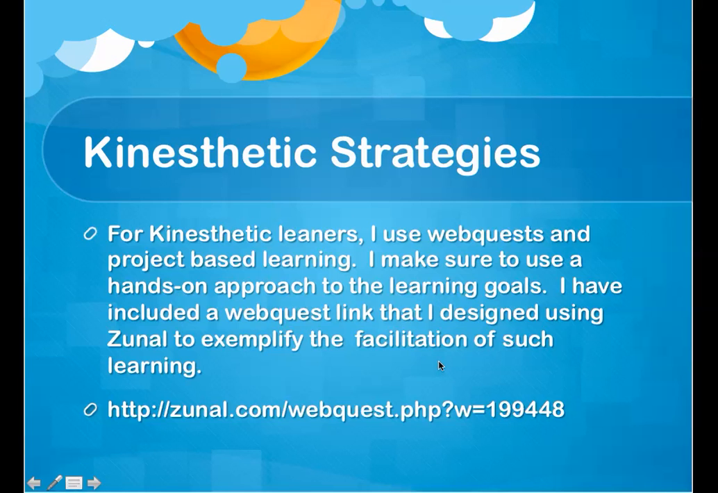And for the kinesthetic learners, I like to use WebQuest and other project-based learning. For example, I've just finished up a kite project in my geometry course about building kites, where we build kites, and then we measure all the angles and the lengths, and we apply all the techniques that we have learned during the year to a very concrete project which the students enjoy.